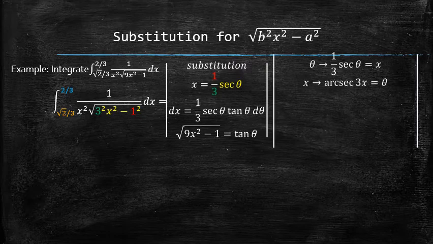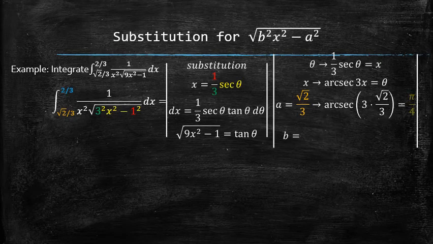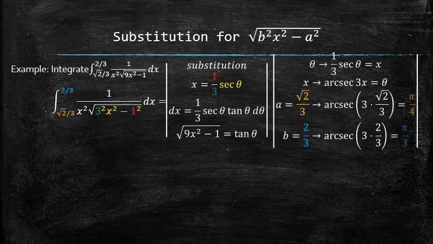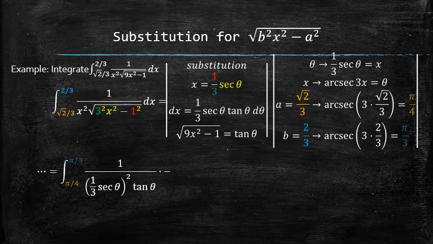Since x is equal to 1/3 of secant theta, then theta is equal to arcsecant of 3x. Hence, when x is equal to square root of 2 over 3, theta is pi over 4. And when x is equal to 2/3, theta is equal to pi over 3. Next, we set the new limits of integration and plug everything into the original integral.